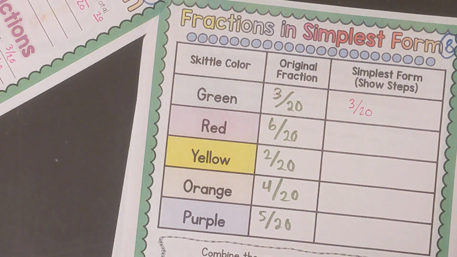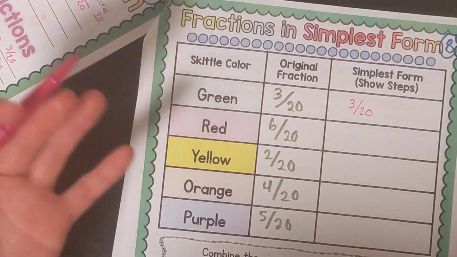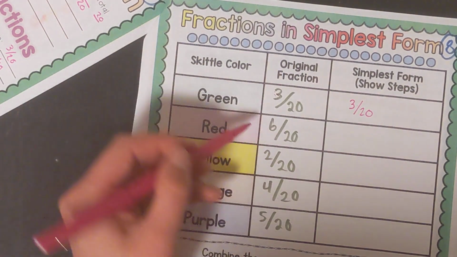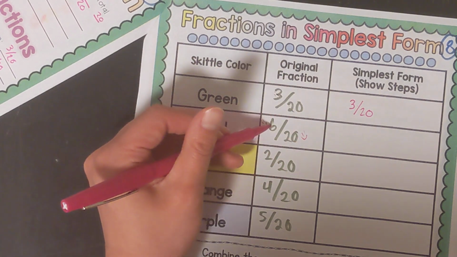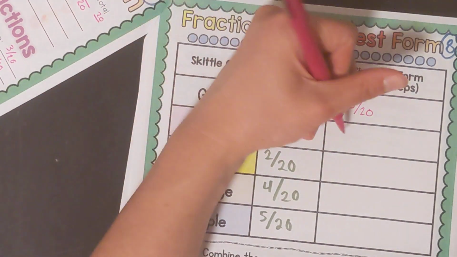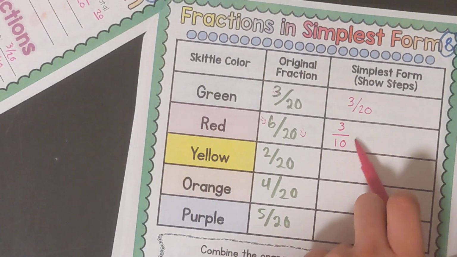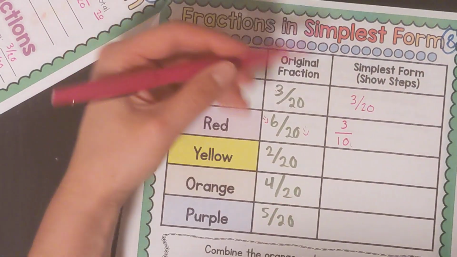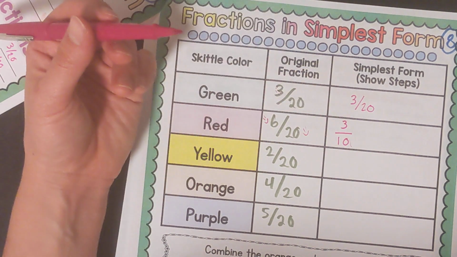But let's try your best on them. 6/20. So a good first step, if you have an even number, which we do, is just to divide the numerator and denominator by 2 and then see where you can get. So 6 divided by 2 is 3, and 20 divided by 2 is 10, and we cannot reduce it any more than that because you can only divide 3 by 3, and you can't divide 10 by 3.